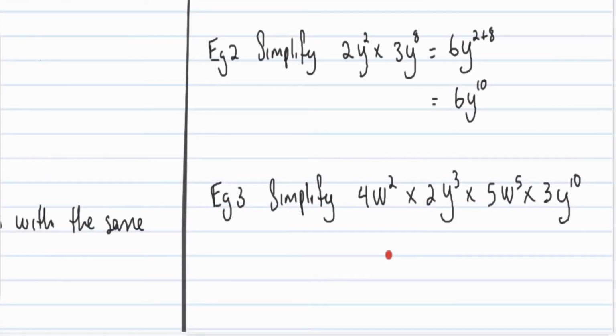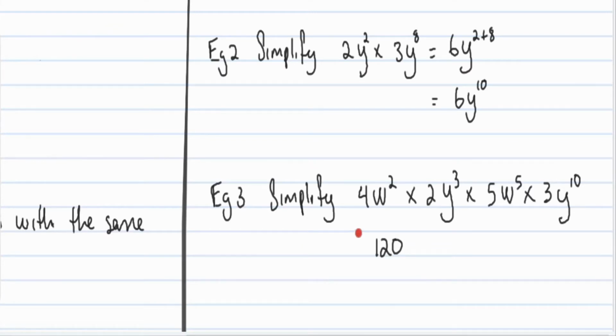In example 3, we have 4w squared multiplied by 2y cubed multiplied by 5w to the power 5 and 3y to the power of 10. So we'll multiply the numbers 4 by 2 by 5 by 3. So 4 2s are 8, 8 by 5 is 40, and 40 by 3 will give you 120.